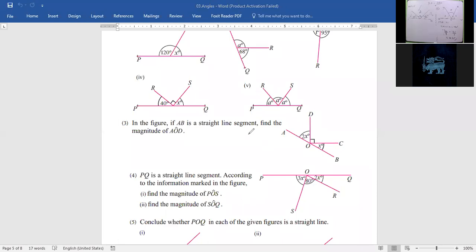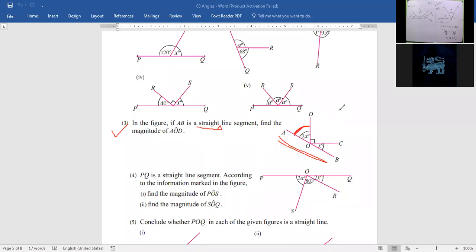Okay, let's do the third one. No need to draw. In the figure, if AB is a straight line segment, you need to remember, straight line segment. Find the magnitude of AOD. AOD means 2x. This is a good question, right?